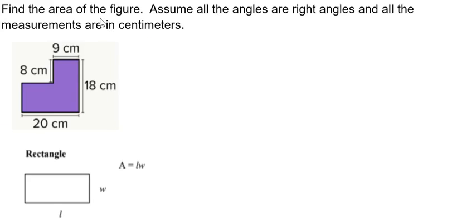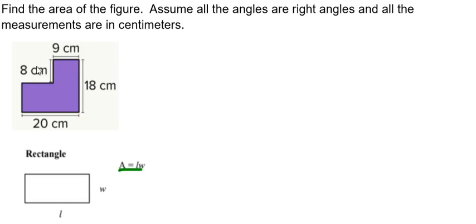In this problem, we're going to find the area of the figure, so the combined figure. We're going to assume that all the angles are right angles and that all the measurements are in centimeters. So if all the angles are right angles, then we know that we at least have a rectangle. And the area of a rectangle is found by multiplying the length times the width.